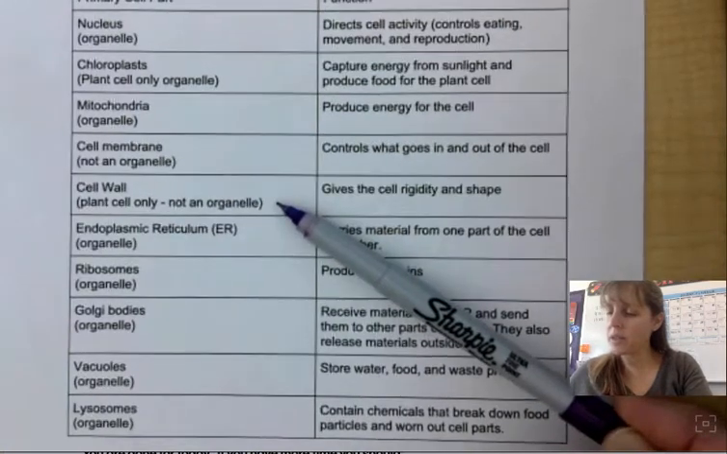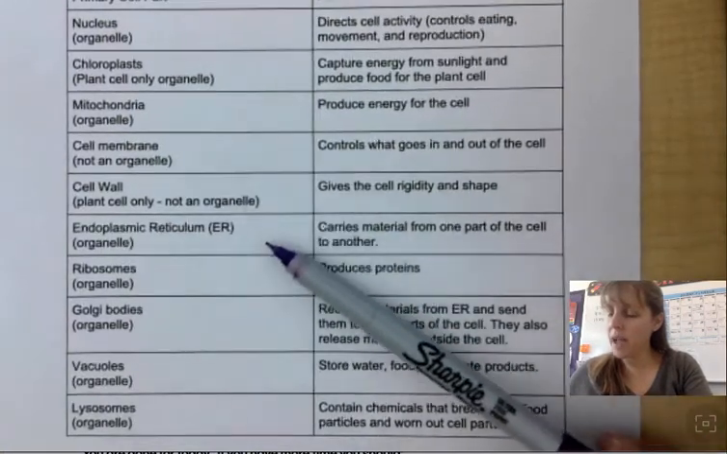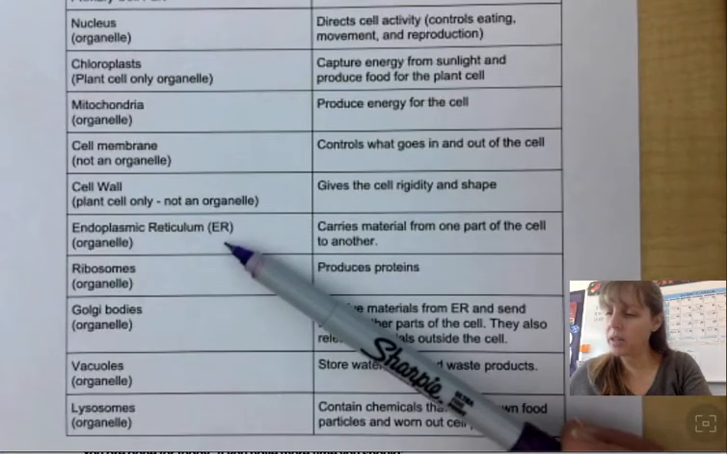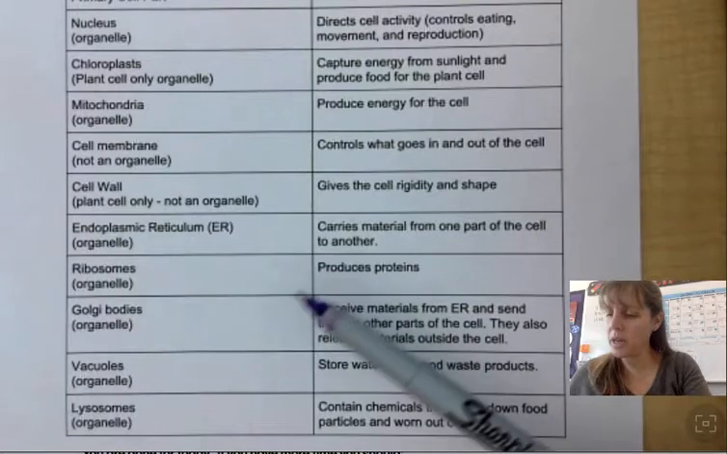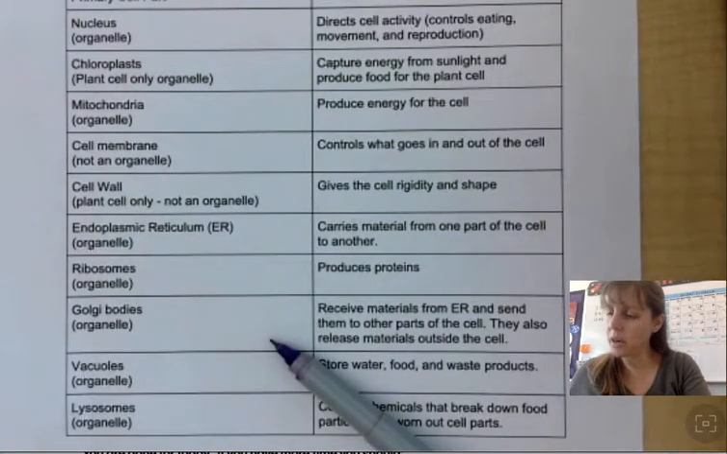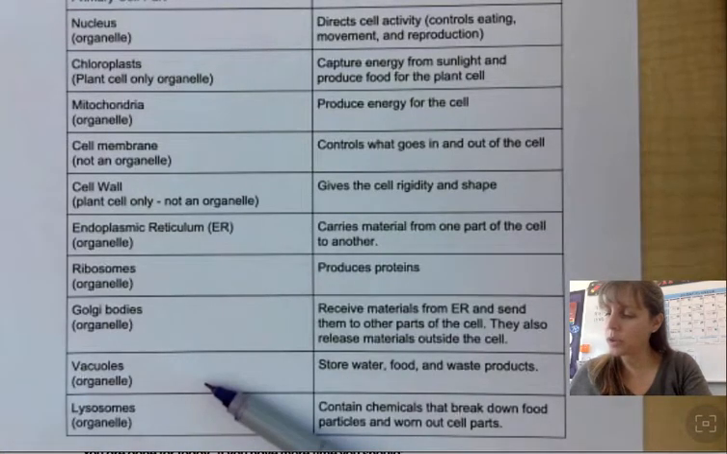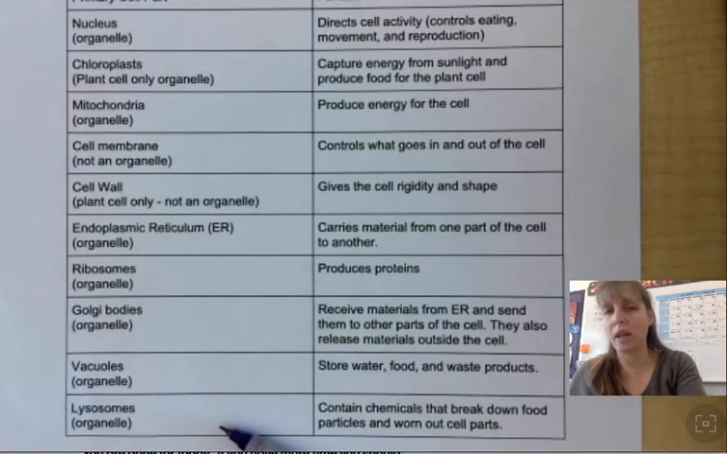The cell wall gives the cell rigidity and shape. The endoplasmic reticulum, or ER, carries material from one part of the cell to another. Ribosomes produce protein. Golgi bodies receive materials from the ER and send them to other parts of the cell. They also release materials outside the cell. Vacuoles store water, food, and waste products, and lysosomes contain chemicals that break down food particles and worn out cell parts.